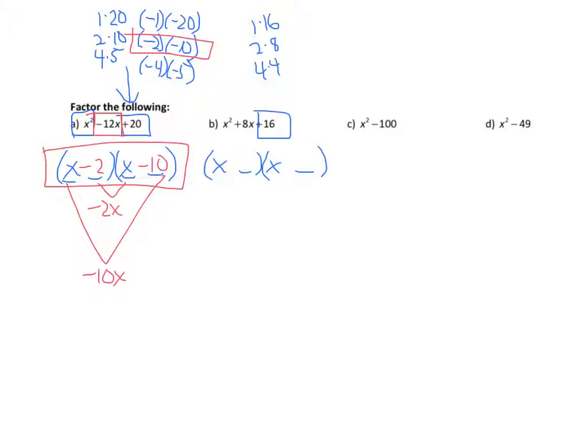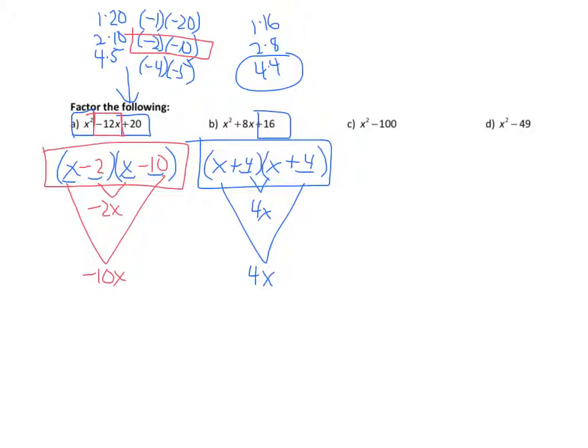Which of those pairs adds to 8? 4 and 4. So I put plus 4, plus 4. And again, to check my answer, I multiply my insides, 4x, multiply my outsides, 4x. Do those add to 8x? Yes, they do. So this is my answer.